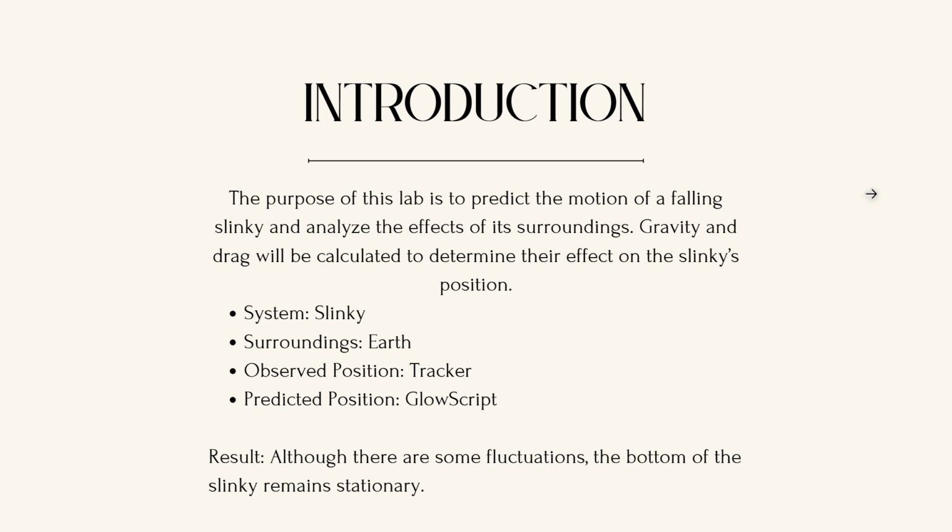The purpose of this lab is to predict the motion of a falling slinky and analyze the effects of its surroundings. Gravity and drag will be calculated to determine their effect on the slinky's position. The system will be the slinky and the surroundings are the Earth.